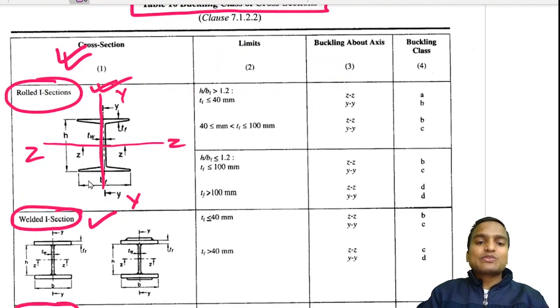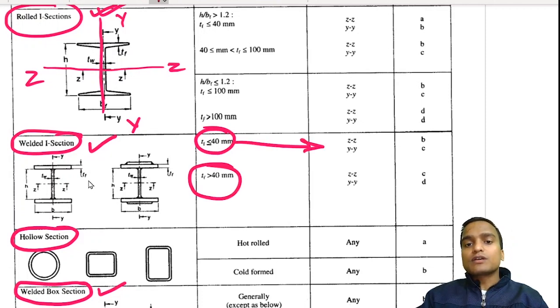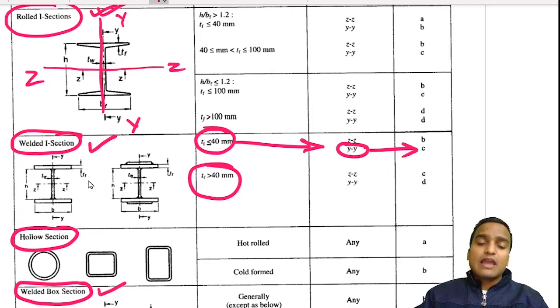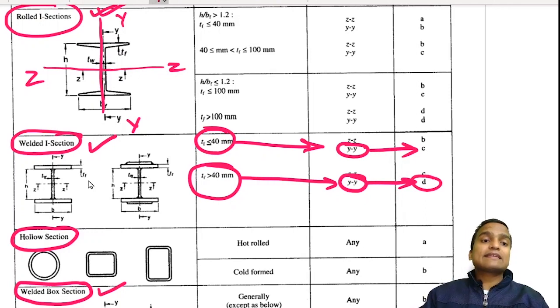Now if you come to the welded I section, you have to again check these limits, and only one limit you have to check here basically. If TF is less than 40 mm, then you have to check along which axis the buckling is occurring, most of the time the YY axis, then your buckling class is C. And if the thickness of flange is greater than 40 mm, and you choose the YY axis as the critical axis, then the buckling class will be D. So this is about the rolled I section and welded I section.